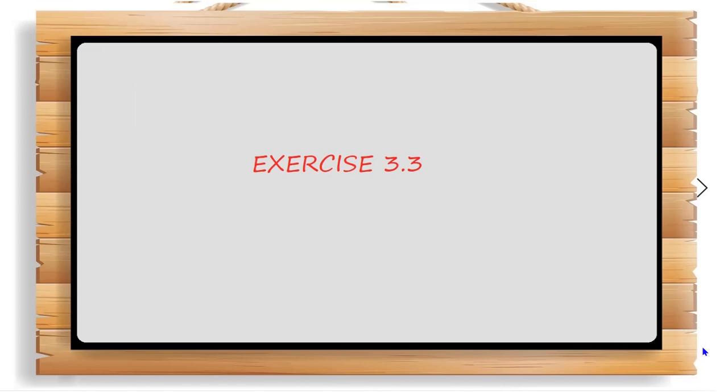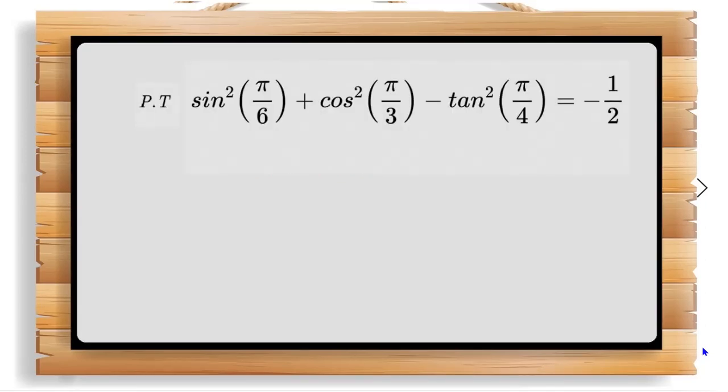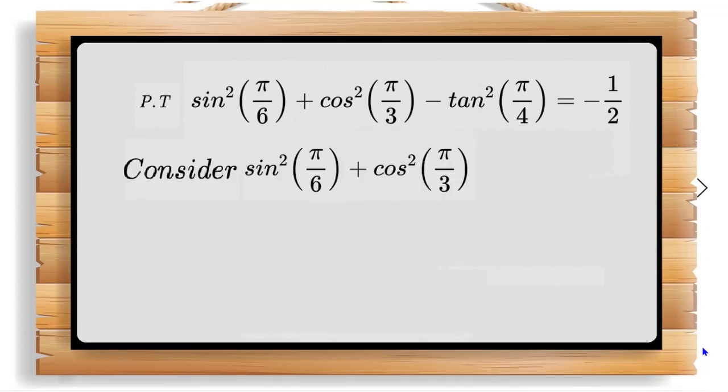Hello students, in this video let us solve some exercise problems. Take this problem. Prove that sin square pi by 6 plus cos square pi by 3 minus tan square pi by 4 is equal to minus 1 by 2. First you consider the left hand side, that is sin square pi by 6 plus cos square pi by 3 minus tan square pi by 4.